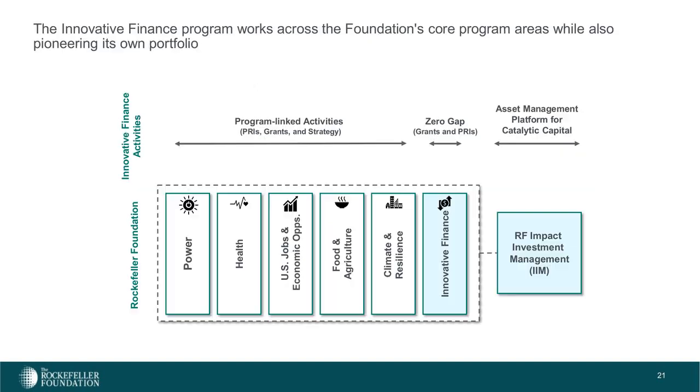So if we could go to the next page, please. Like Joanna and the MacArthur Foundation, we have our core programmatic areas that we focus on. You see those listed here in the white boxes, from power on over to climate and resilience. My team is actively working with these program teams to structure not just PRIs, but also what we call innovative finance grants, also working with these teams to help integrate finance and investment thinking into their broader strategies, which is an ongoing process and dialogue we have with the teams.